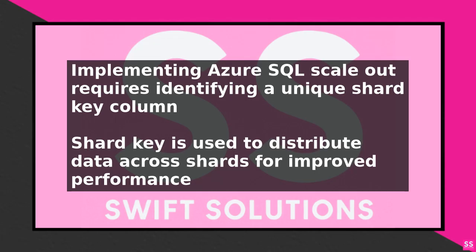To implement Azure SQL Scale-Out, you need to identify the shard key, which is the column that will be used to distribute the data across the shards. The shard key should be a unique identifier for each row in your database. Once you have identified the shard key, you can create multiple shards and distribute the data across them.